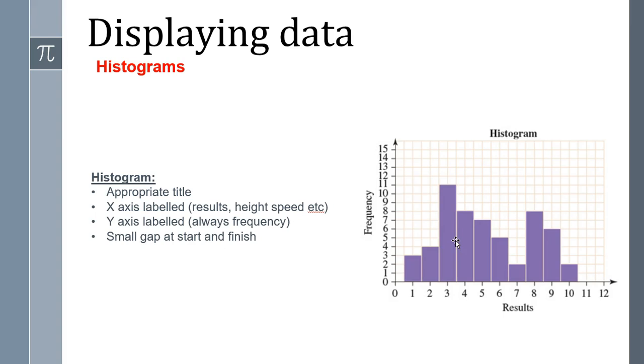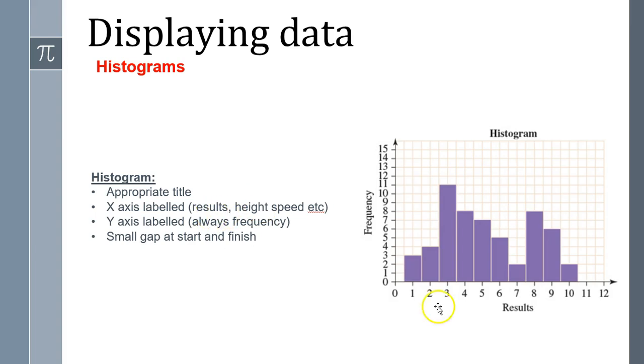So histograms have a couple of things that you need to make sure go in there. The first thing is an appropriate title. This one is not an appropriate title because it tells us absolutely nothing about the graph. Okay, so an appropriate title would be something like goals kicked per football game. Okay, or something that gives the data meaning.